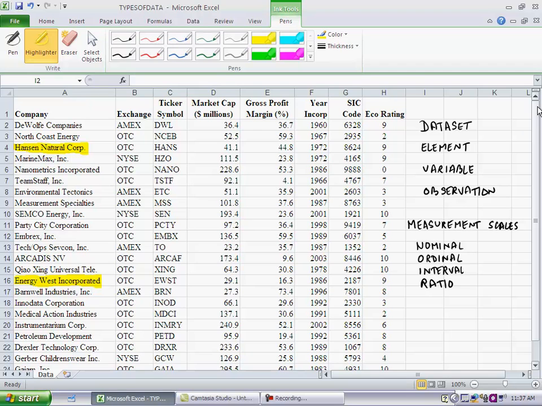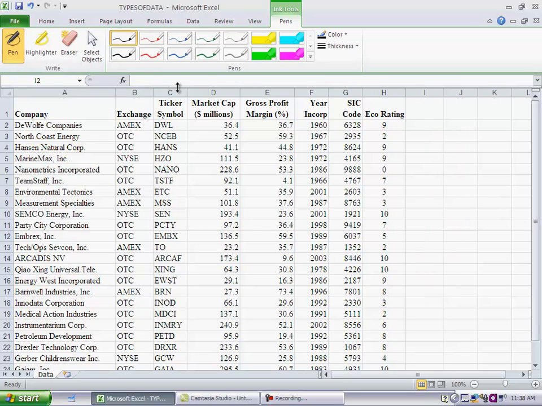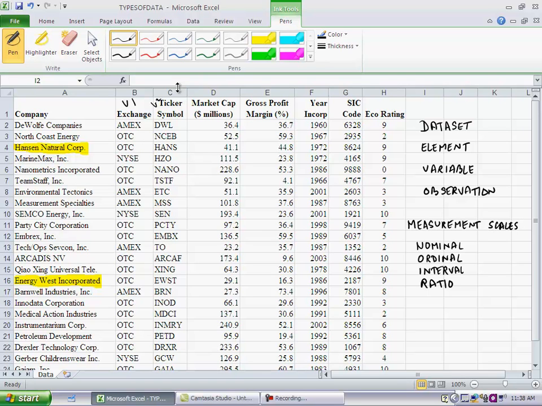In this example, we have 1, 2, 3, 4, 5, 6, 7 variables: exchange, ticker symbol, market capitalization, gross profit, year of incorporation, SIC code, and eco rating. So this is variable 1, this is variable 2, and so forth. Each variable must be given a name, which is usually the column heading in this case.